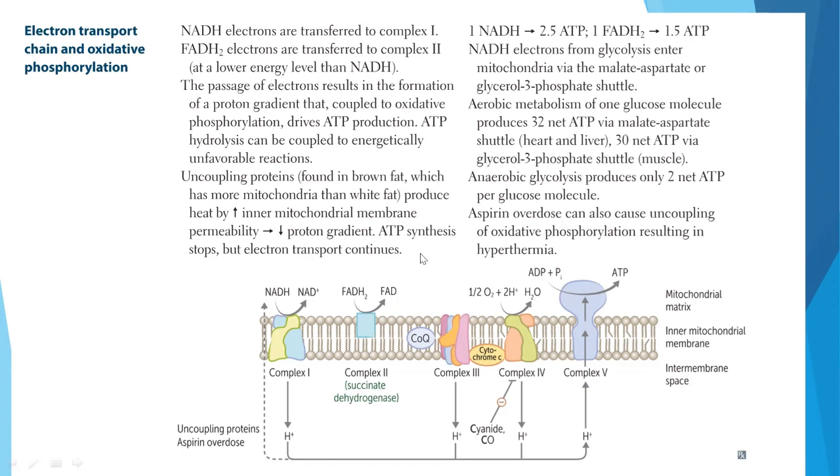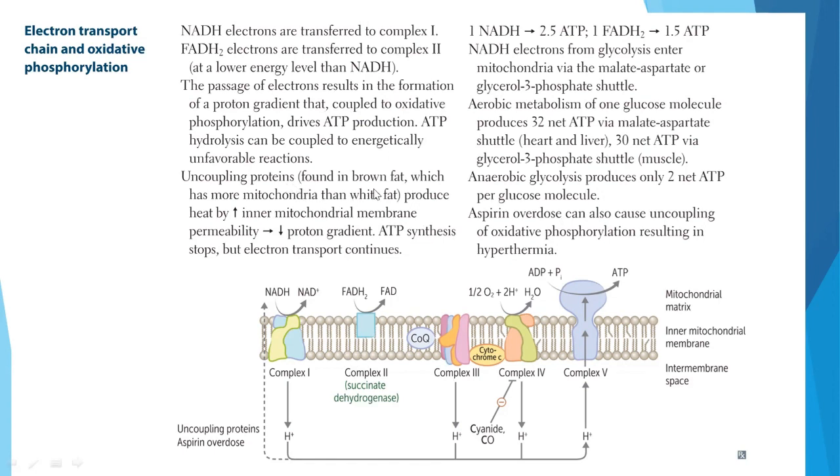So, just a review here. The FADH2 electrons are transferred to complex 2, with the help of the enzyme succinate dehydrogenase. The passage of electrons results in the formation of a proton gradient that, coupled to oxidative phosphorylation, drives ATP production. ATP hydrolysis can be coupled to energetically unfavorable reactions.